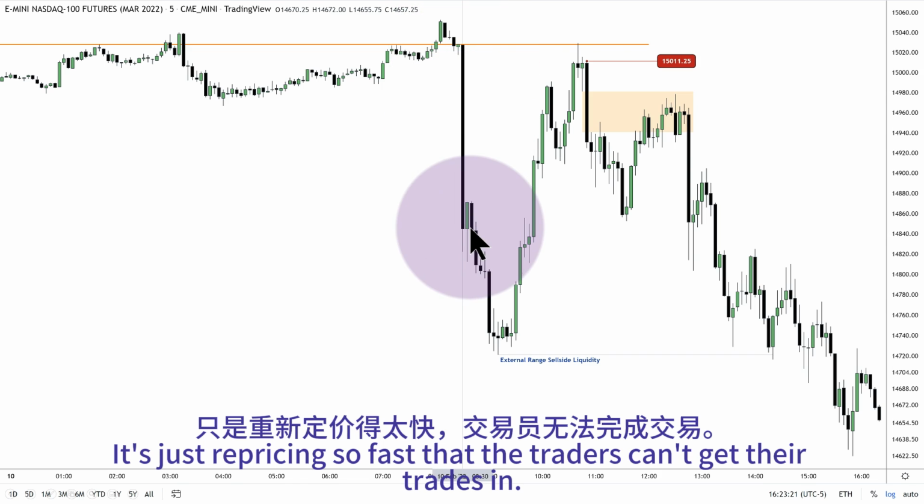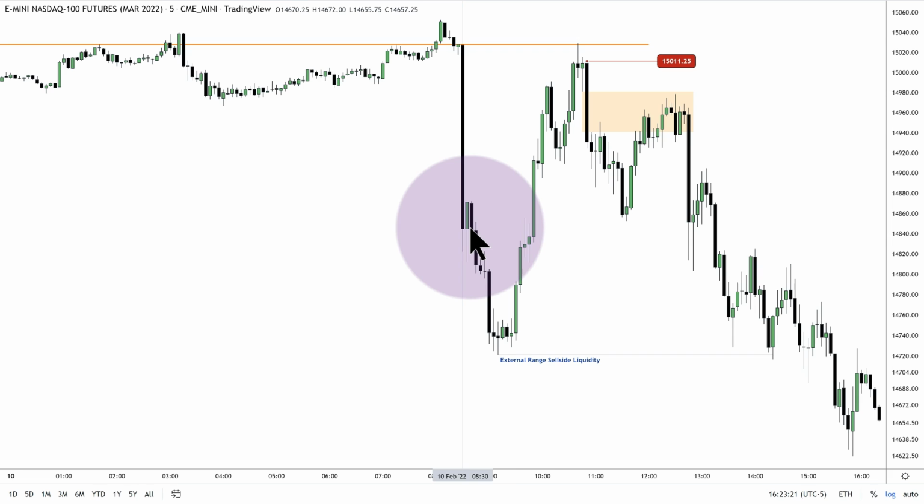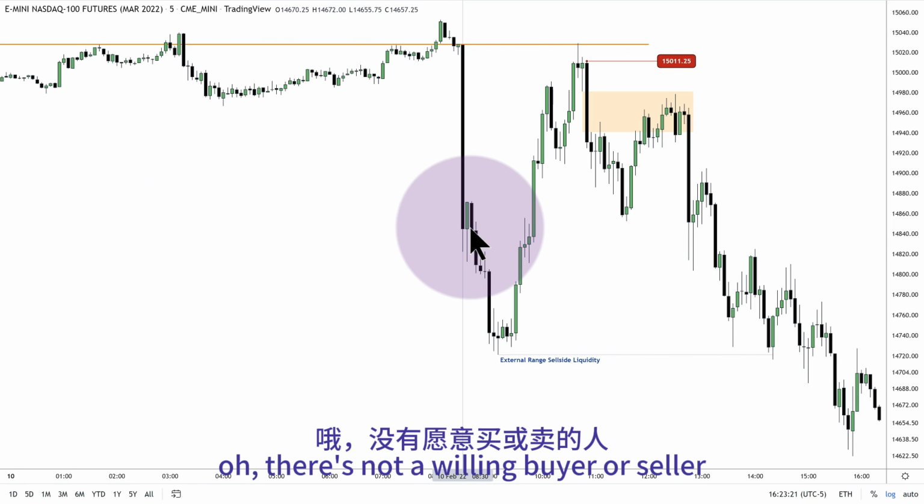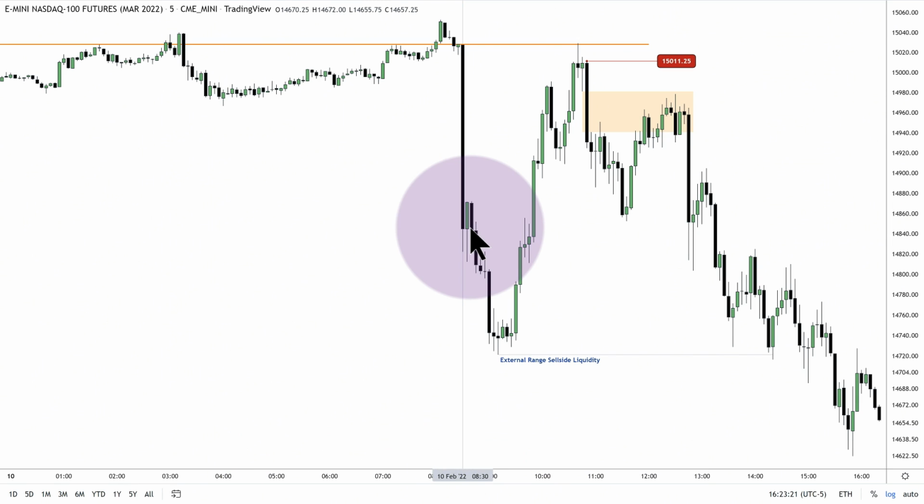It's just repricing so fast that the traders can't get their trades in. It's not, oh, there's not a willing buyer or seller interest. That's nonsense. There's buying and selling going on constantly, but the market's moving so fast, they're not processing. They're not reaching the market.